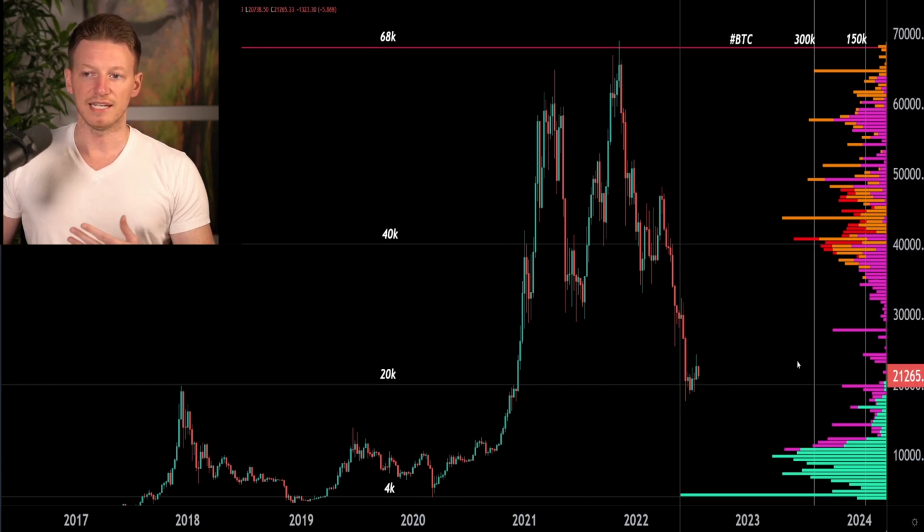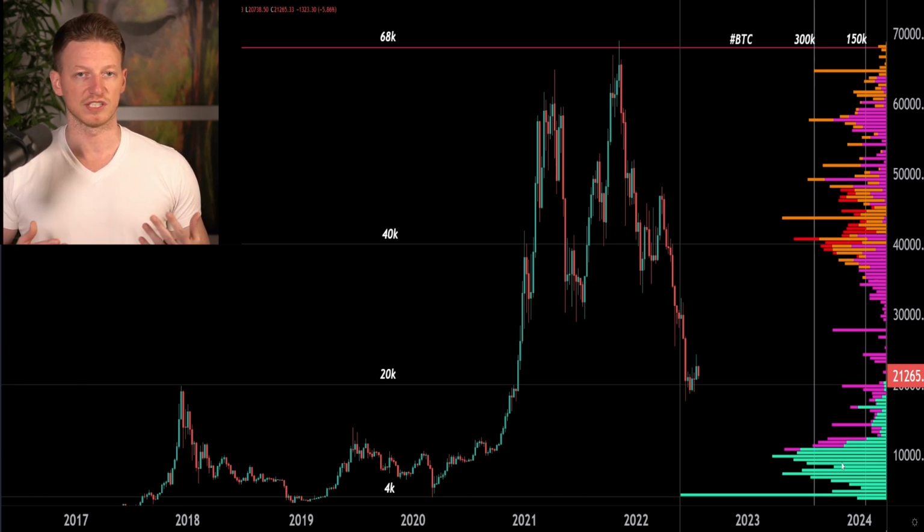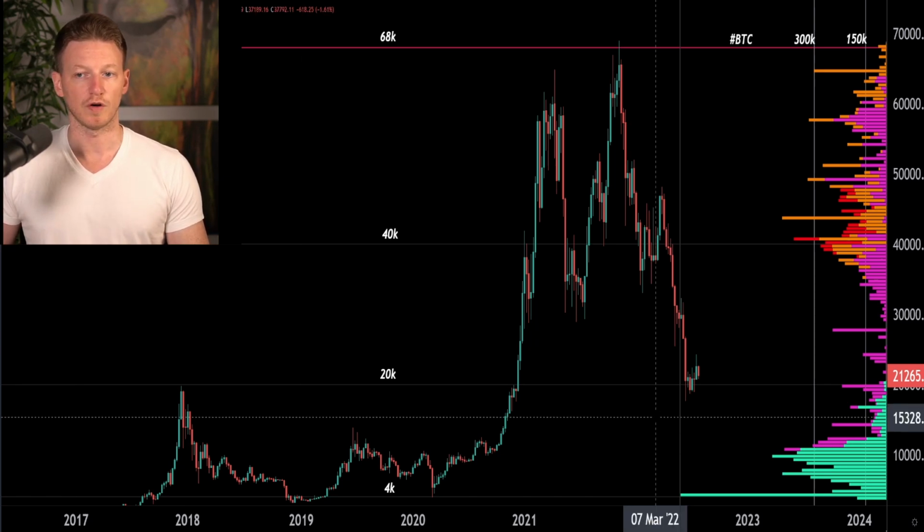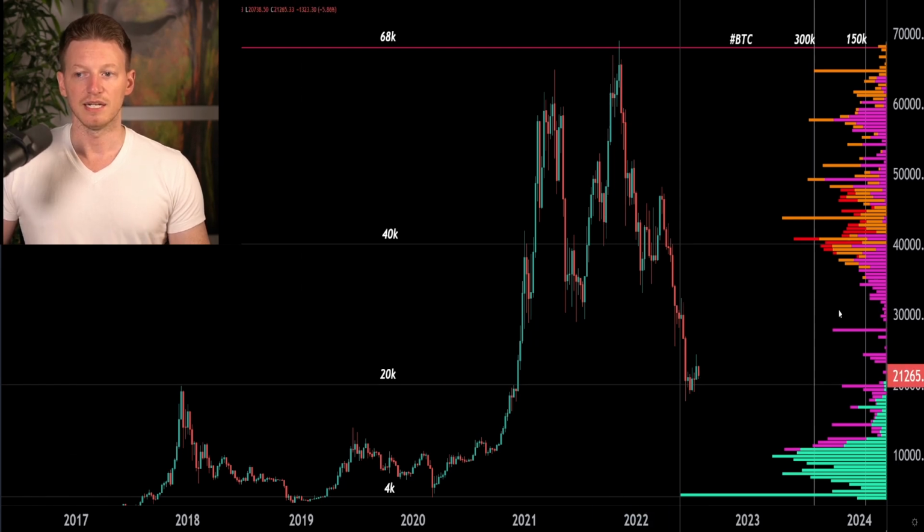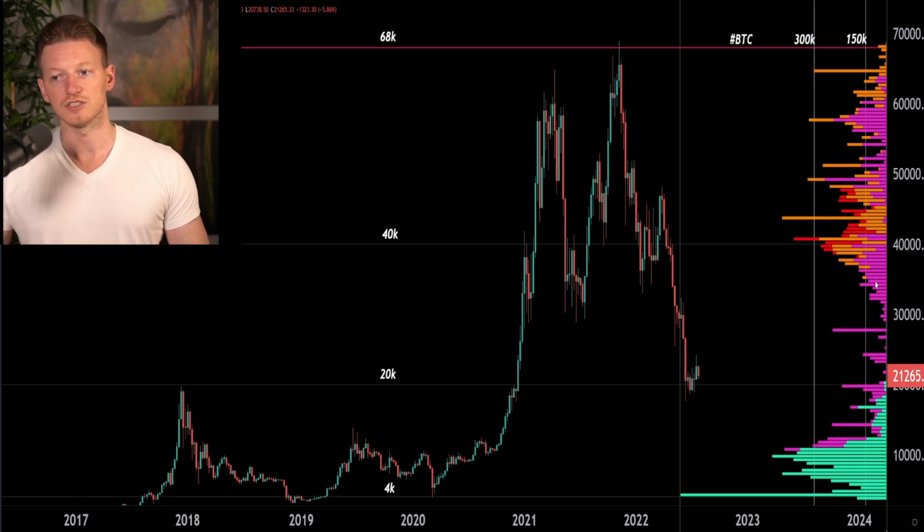Now you'll notice that these are colored, and we basically have green, pink, orange, and red. Green is going to be the oldest holders of Bitcoin, people who have owned for years and years now. The pink is going to be newer holders of the asset, but still people that have had the coin for one year to two years.